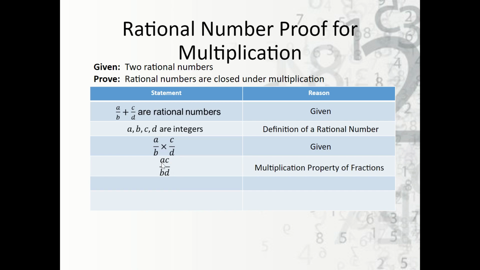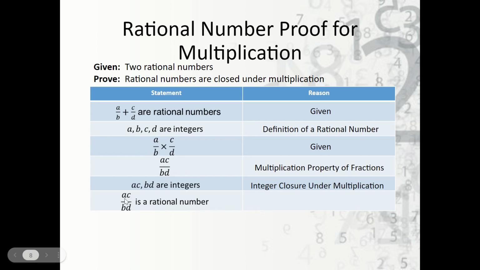Now, we need to determine, are AC and BD integers? Well, we're multiplying an integer times an integer, so we know that by integer closure, when we multiply two integers together, we always get another integer. That holds true for both the numerator and denominator. So therefore, AC and BD are integers because of integer closure under multiplication. Now from that, we can say that AC over BD is a rational number because of the definition of rational numbers. Because if this is an integer and this is an integer, then the result is a rational number.